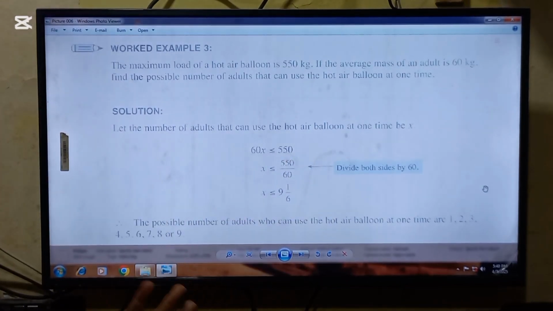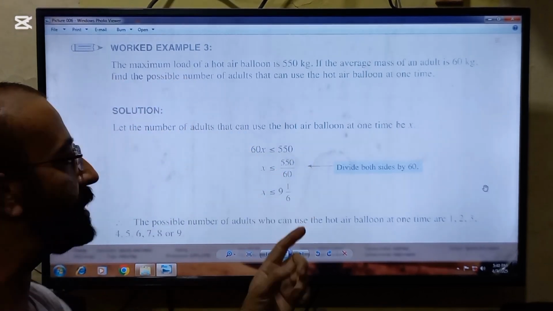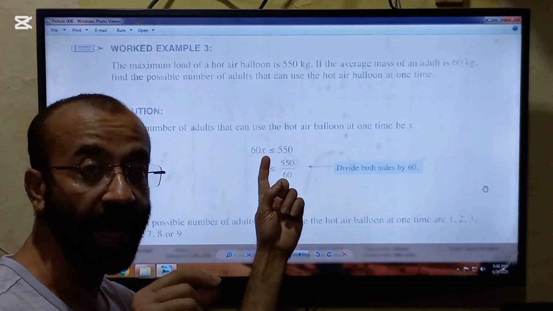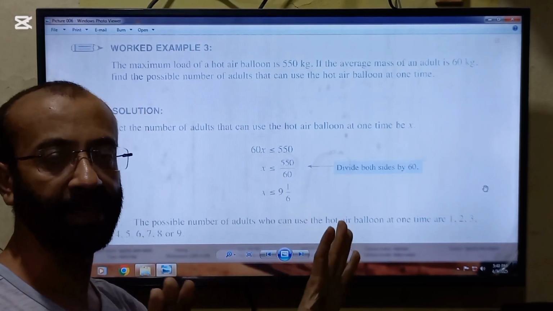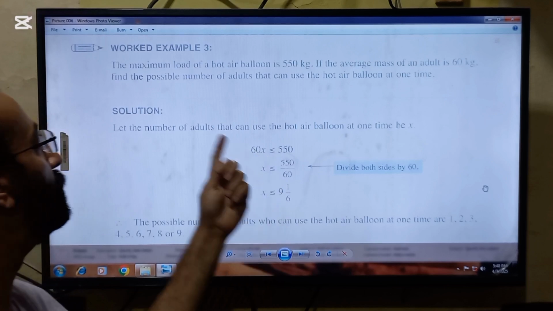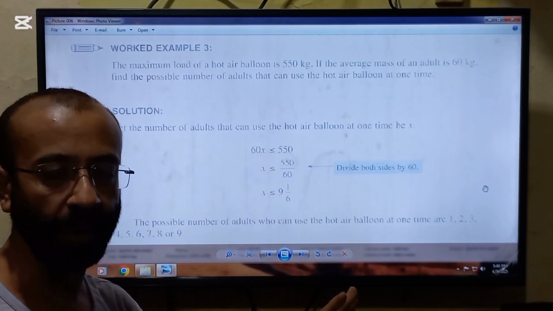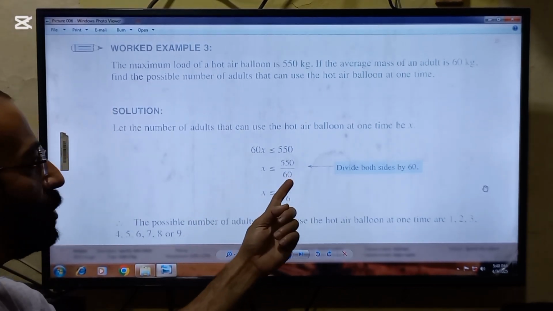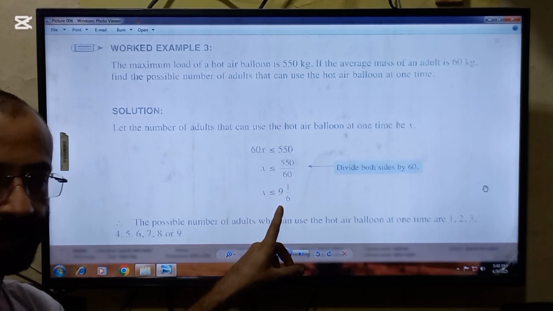Now the symbol to use for the inequality is for the maximum load. So the maximum sign should be used, because the balloon cannot carry more than this. So equal to this and lesser than this can be the answer. So this is the inequality which can be used for maximum. We have made the inequality now, and the rest of the steps are the same. 60 is multiplying with x, so on the right side it will go to the denominator of 550, and after cancellation we will get this answer.